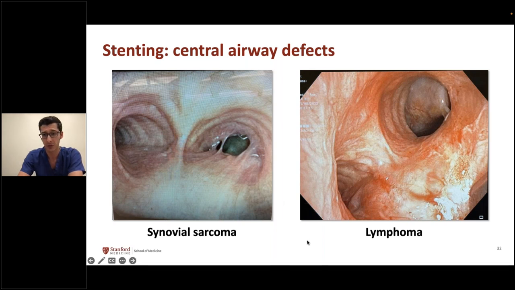And on the right was a gentleman who had a preliminary diagnosis of non-small cell lung cancer, and on explant of the pneumonectomy specimen was actually found to have lymphoma. And he too experienced a stump dehiscence and recurrent pleural space infections and actually had a Clagett window when we first saw him.